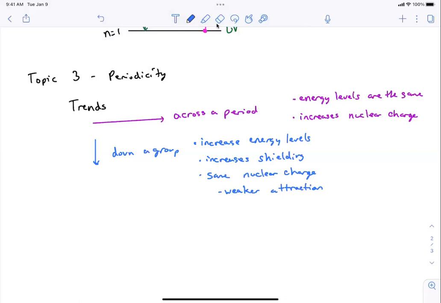Okay, atomic radius, the size of the atom. More energy levels by default makes the atom size larger. Ionization energy: if we have weaker attraction for those valence electrons because they're further away, then it's going to take less energy to remove them, and that's why the ionization energy decreases as you go down a group. Okay.